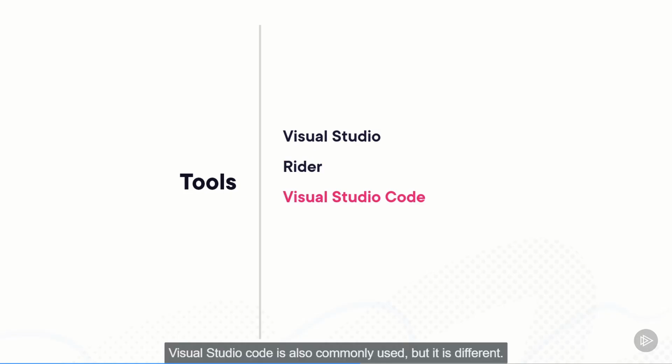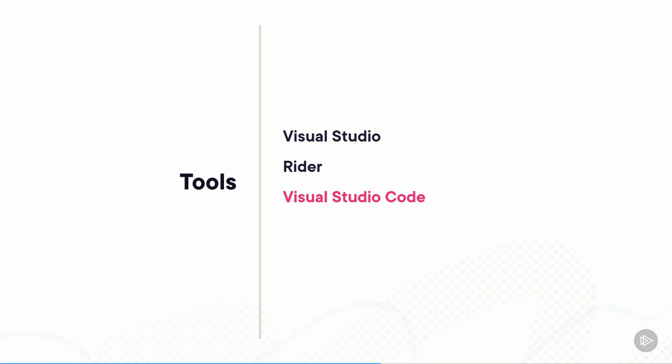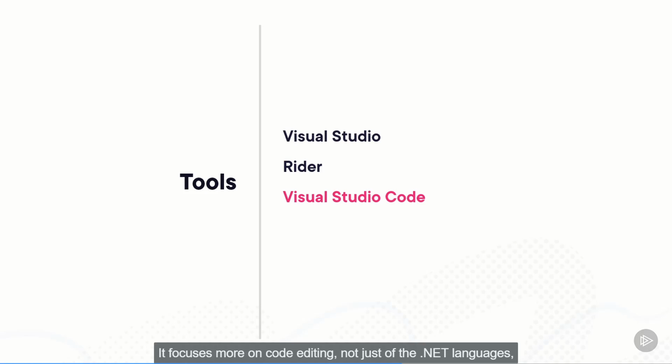Visual Studio Code is also commonly used, but it is different. It focuses more on code editing, not just of the .NET languages, but almost every programming language in existence. You can still do all the other things I mentioned, but it is not integrated in the tool. And that's why Visual Studio Code is often used together with the command line interface or CLI tools .NET offers. .NET on the command line is part of the Software Development Kit or SDK of .NET, and it can do a lot of things like create a new build or running the code. Since it's the most commonly used tool among .NET developers, I will use Visual Studio during the coming code examples. In the next clip we'll see how an ASP.NET Core application starts up.